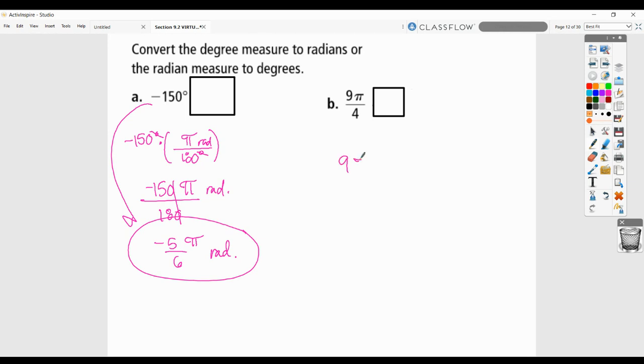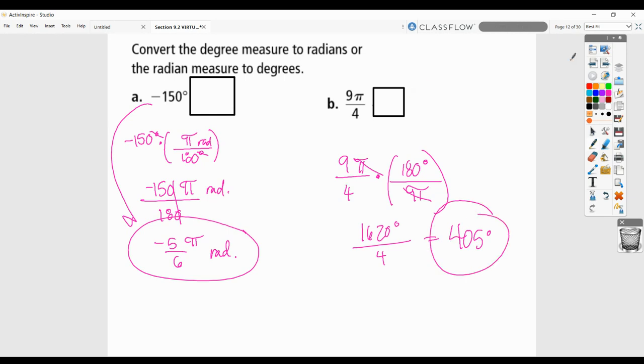Last one, 9 pi over 4. We're putting this in degree measurements, so multiply that by 180 degrees over pi. That's your conversion factor. Pi's cancel. 9 times 180 up top. 9 times 180 is 1620 degrees over 4. Divide by 4. So that means it's 405 degrees. And you just need to put your degree symbol.